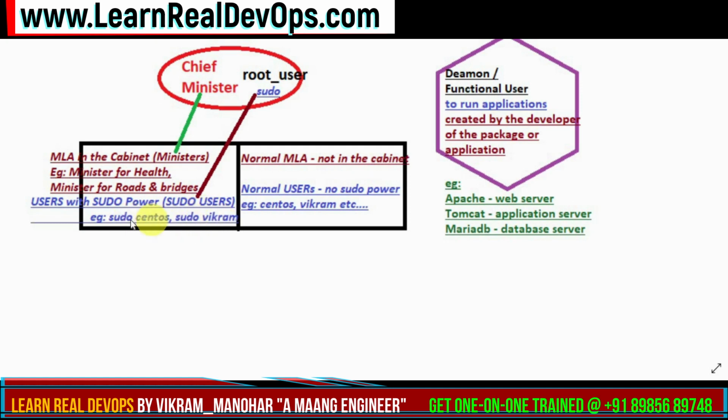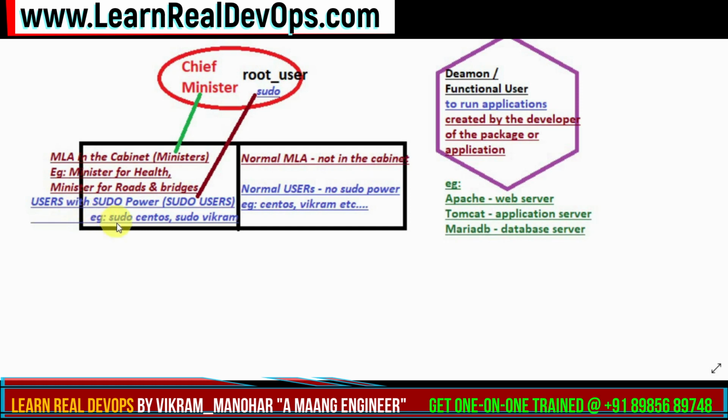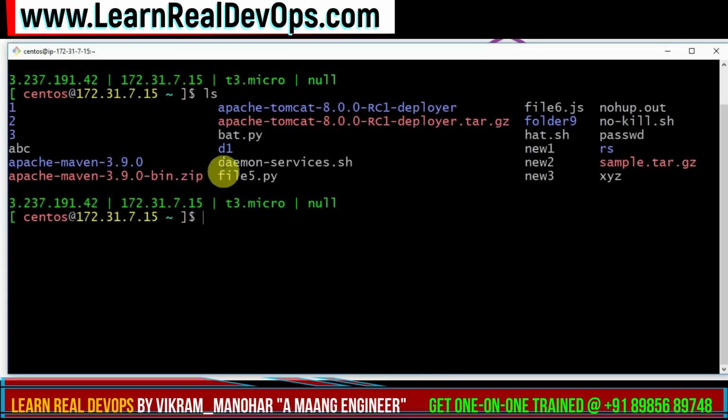This topic will be dealt with in detail separately. But currently in my machine, the CentOS user has already been allotted the power of sudo. That is what I am trying to make clear. Let me bring up a file. I have a file already here, which is a shell file. This is the name of the file. Its extension ends with .sh, which means it is a bash script or shell scripting file.